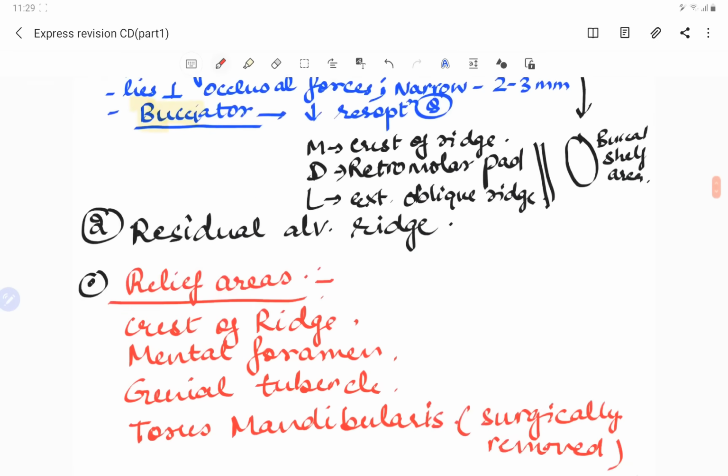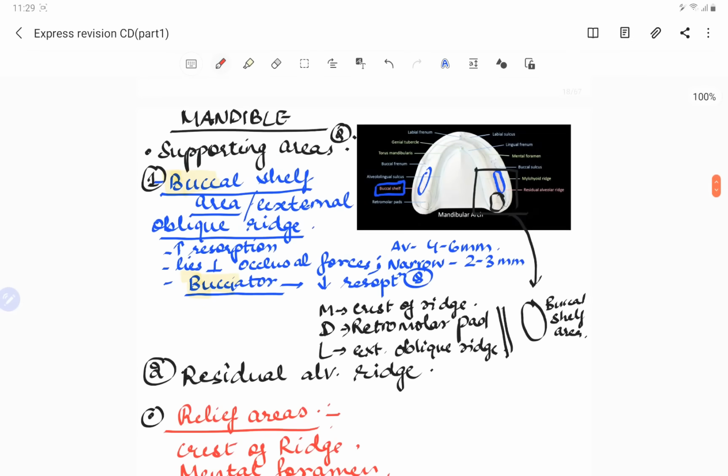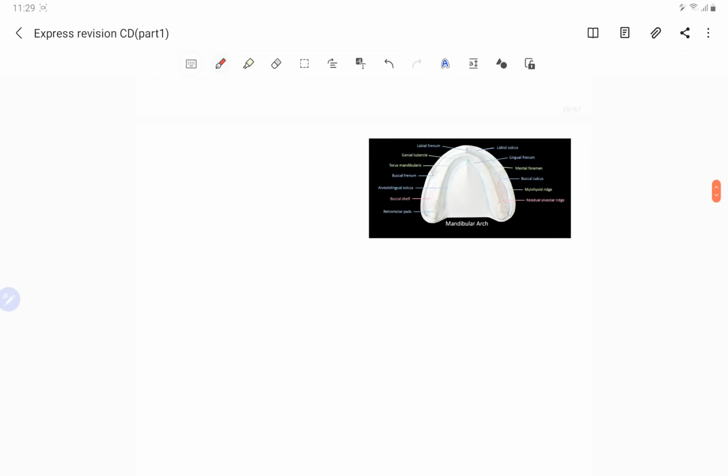Now, the external oblique ridge: if a question on supporting areas has been asked and the external oblique ridge is given in the options, then the external oblique ridge can also act as a supporting area. This is a smooth ridge present on the buccal surface, extending from the anterior border of the ramus forward till the foramen area. Now talking about the limiting structures in the mandible.